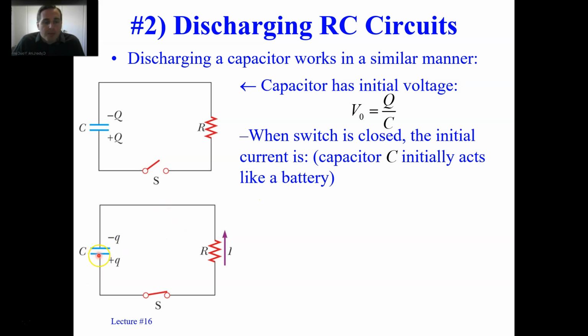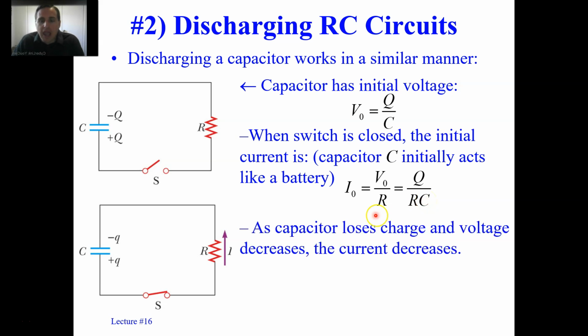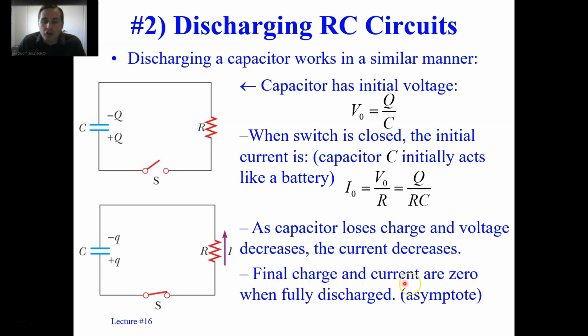Also note that once this capacitor starts to discharge, it's going to be less rapid. There's going to be less electrostatic attraction from the positive charges to the negative charges, so the current should be less over time as we discharge the capacitor. But also the charge should decrease over time, and in fact decrease exponentially. So the initial current, being the initial voltage over the resistance, is the maximum charge over RC. And as the capacitor loses charge, the voltage decreases and the current decreases. The final charge and the final current are both zero when fully discharged. In other words, there should be horizontal asymptotes at Q equals 0 coulombs and I equals 0 amperes.